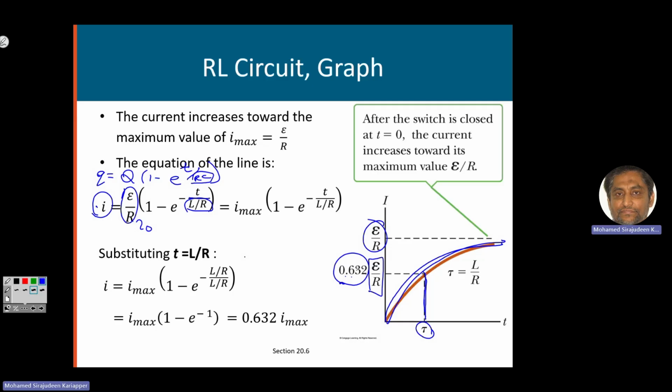So you can show that when the time is equal to L over R, or the time is equal to tau, you put L over R for the time. So here I will substitute L over R. L over R cancels with L over R. So it becomes e to the power minus 1. And if you calculate this, it is exactly 0.632. So our definition: what is the tau in an LR circuit? The time for the current to reach 63.2% of the final value of the current.